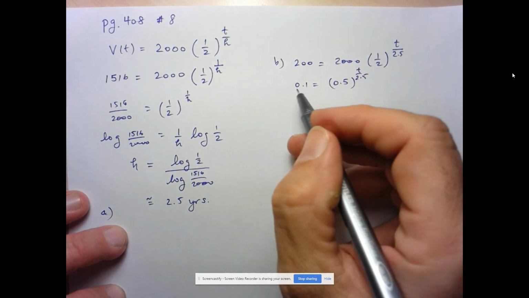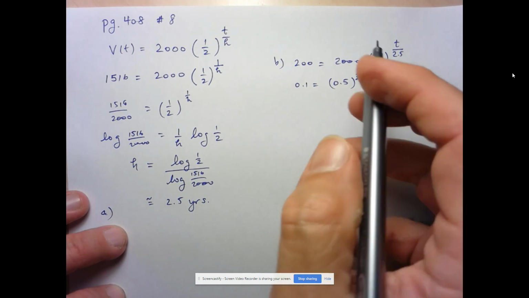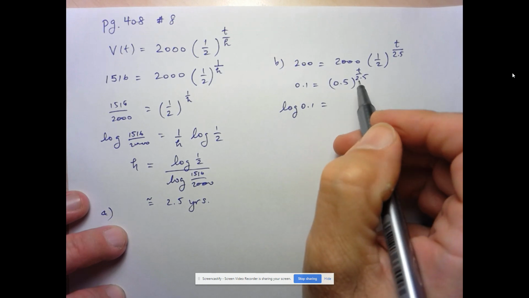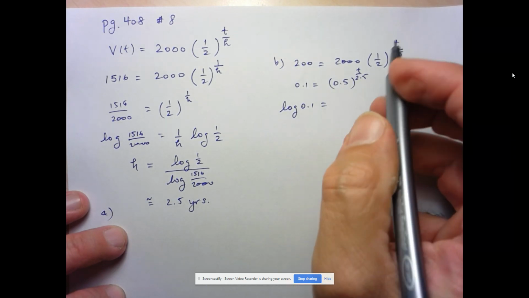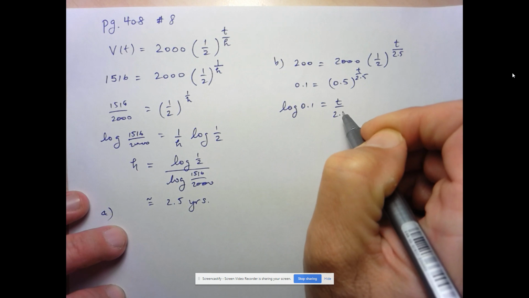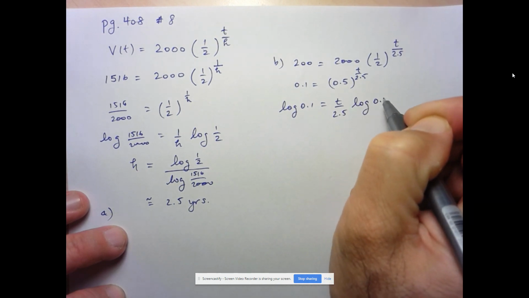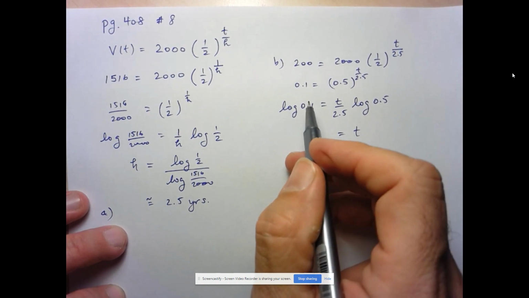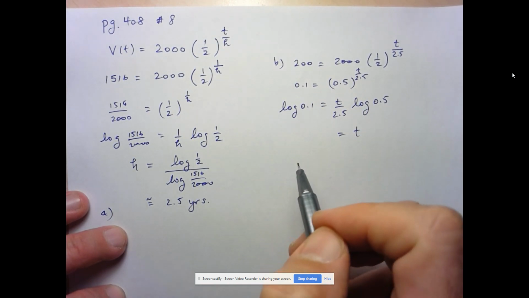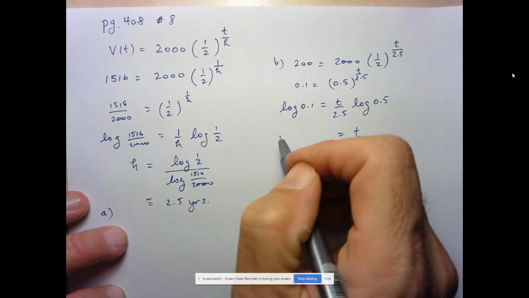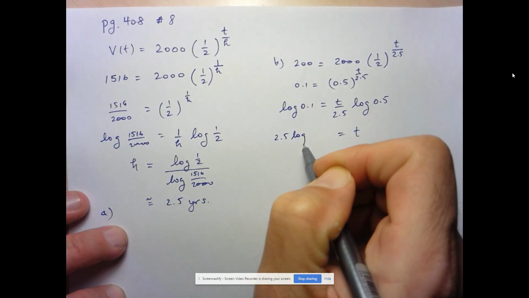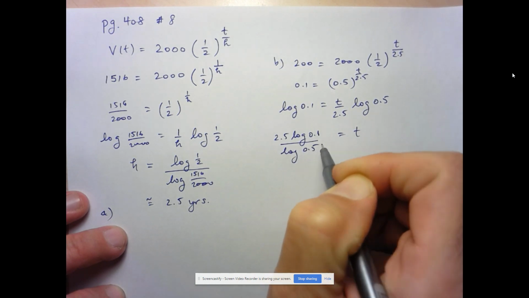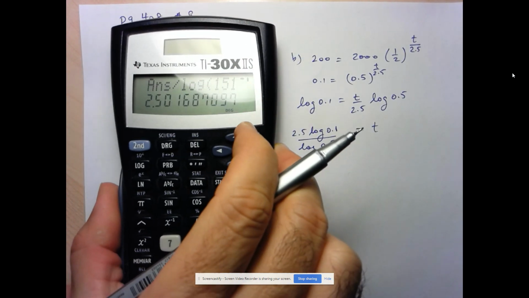And again, I'll take log base 10 since I'm going to want to approximate anyways. So this is log of 0.1. Here, when I take the logarithm of the right-hand side, again, I'm going to apply the ski slope rule right away. So t over 2.5 times log of 0.5. And now I can just solve for t by multiplying by 2.5 and dividing by log of 0.5. So 2.5 times log of 0.1 over log of 0.5. All right, and let's see what we get.